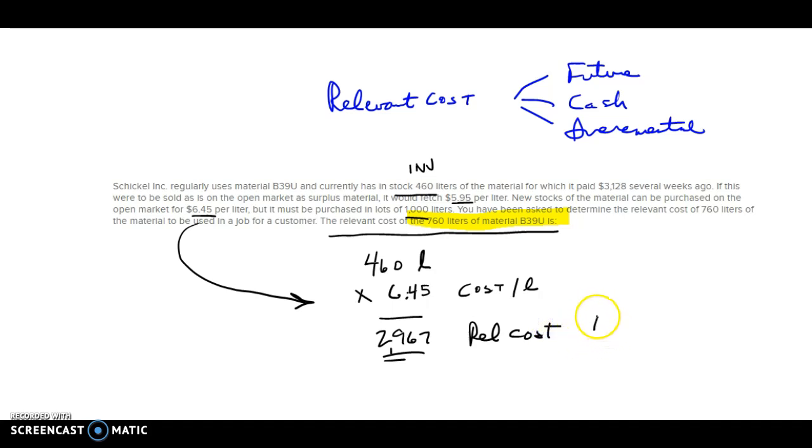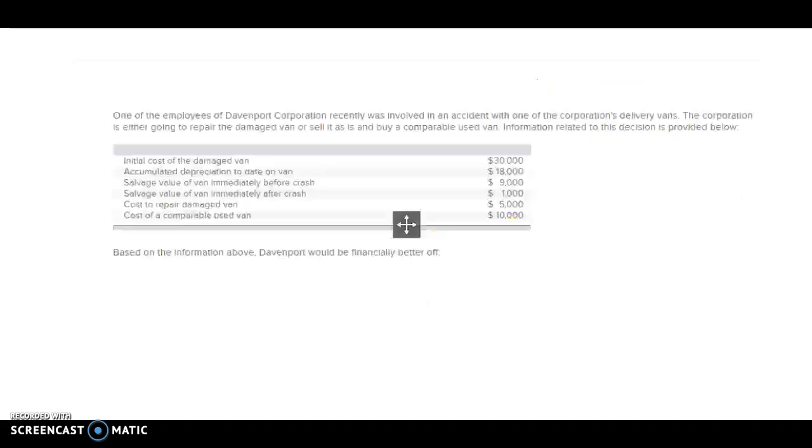Okay, material B39U. Okay, pause that and think about that for a minute, and we'll go from there. Okay, take a look at this scenario here. This is again on relevant cost. Pause the recorder, read the question, and I'll be back to you in a minute.